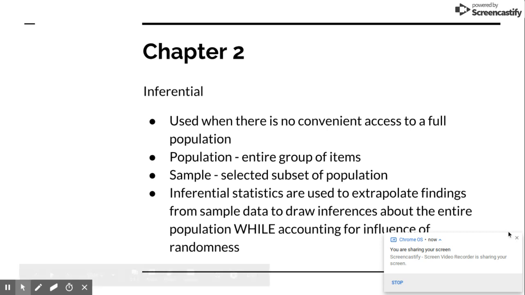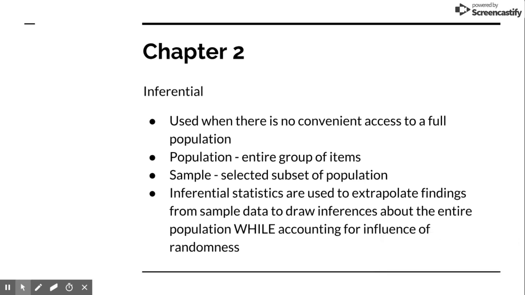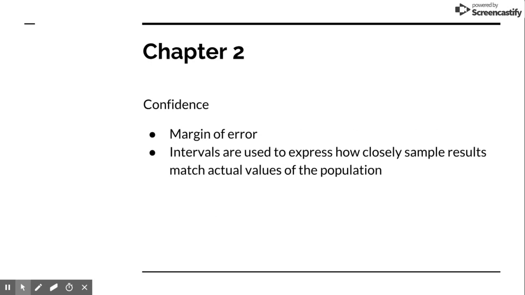The inferential statistics are used to extrapolate findings from sample data to draw inferences about the entire population while accounting for the influence of randomness. Okay, so that's a long way of saying we take this sample and we run statistics, and we hope that we are able to take those findings and expand them to explain variances or happenings in the larger population. So if I studied a group of 30 Jens in Massachusetts, my hope would be to use those findings to further explain the larger population of Jens.